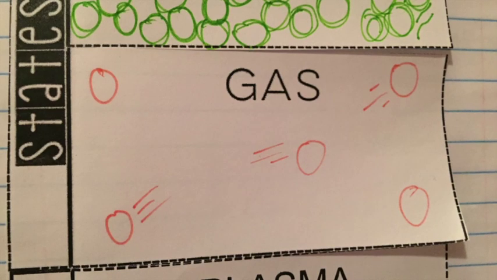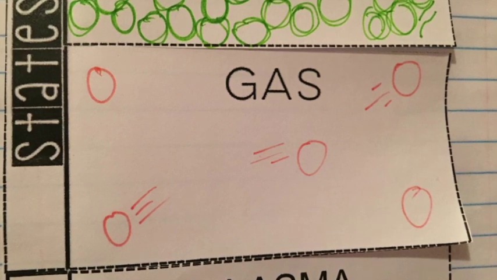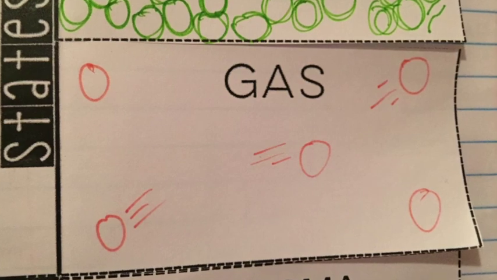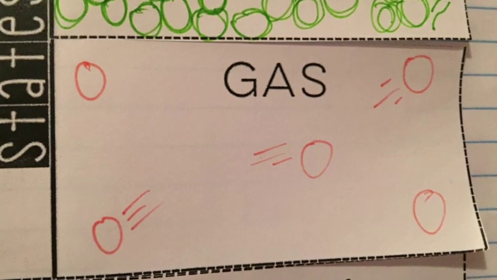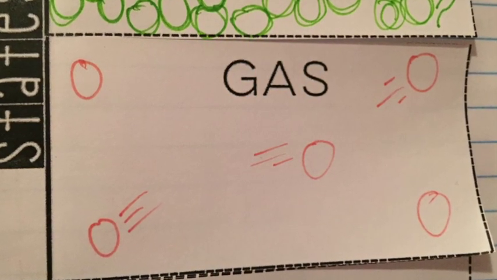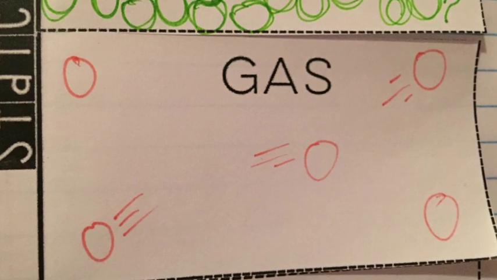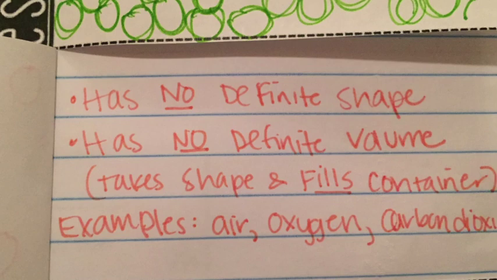The third state of matter is a gas. In a gas, the particles are spread very far apart. They're moving very rapidly or quickly, and they're going to be bouncing off of the sides of the container. They're going to be bouncing off of each other. They're just moving very quickly all over the place.